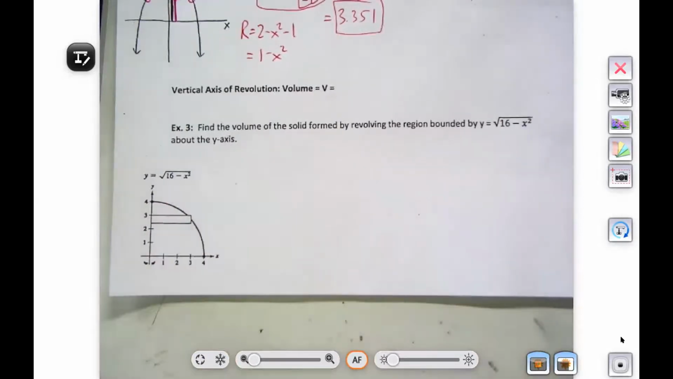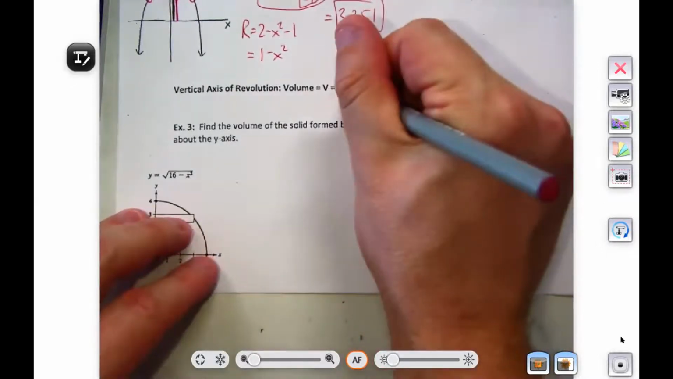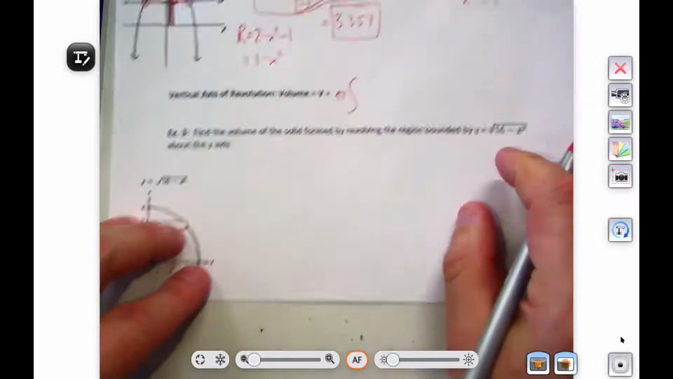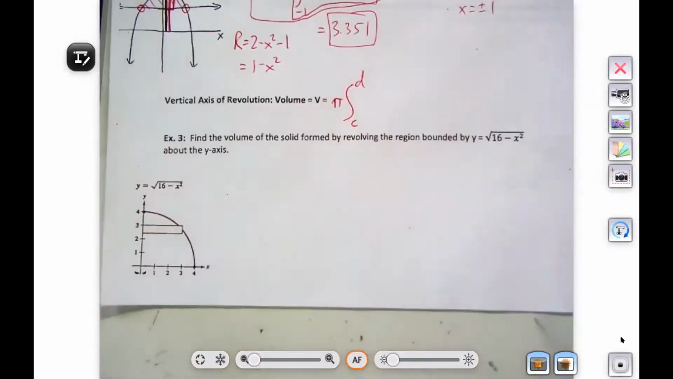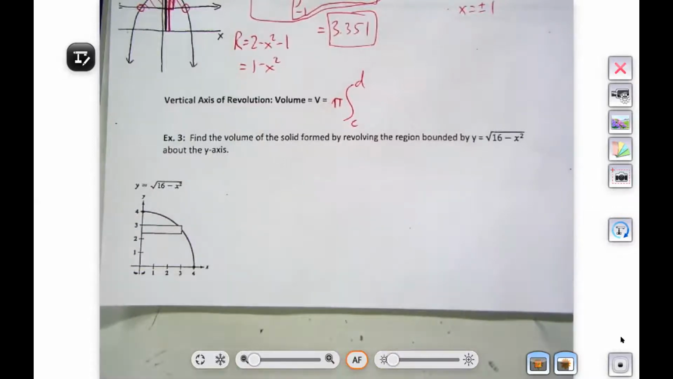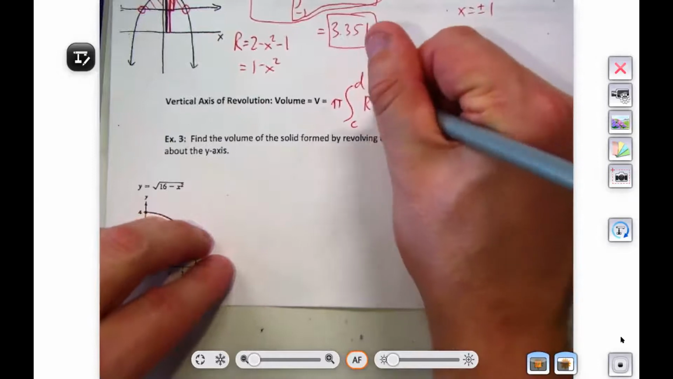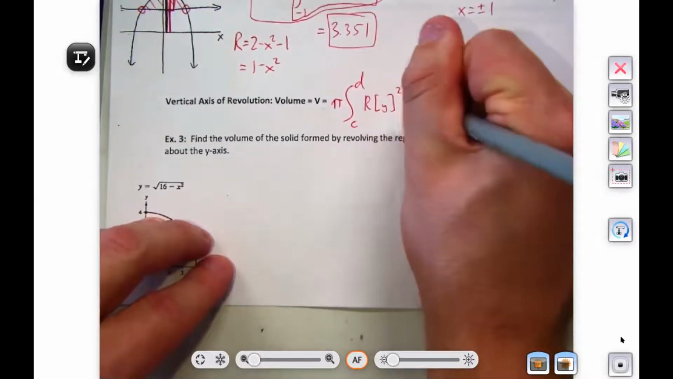All of our thought process is the same, but now everything is in terms of y values. The functions have to be in terms of y's. The limits of integration have to be y values. Everything has to be y's. So it's the same formula. It's going to be pi, and our integral, it's the same, but I'm going to say c to d just to emphasize those are y values. So from bottom to top. And then our r is going to be in terms of y, dy.